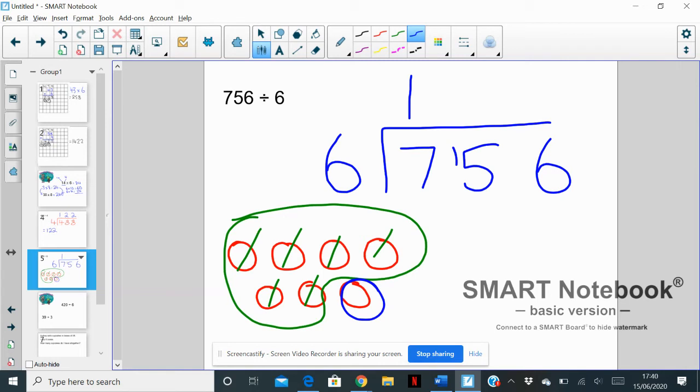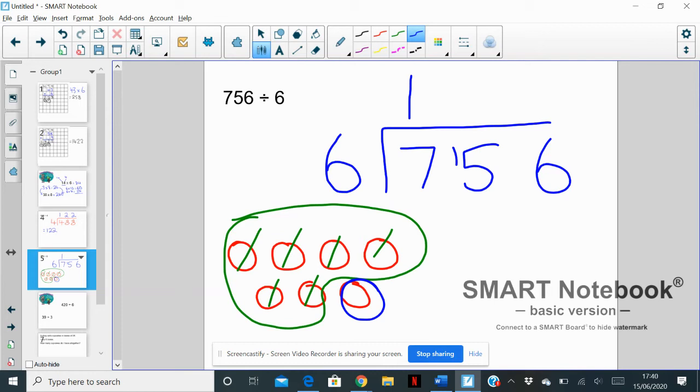So I now have 15. Now I need to do 15 divided by 6. So I need to think, how many groups of 6 can I make out of 15? So I can use my 6 times tables here, and I can count in my 6s to see how close I can get to 15. So let's count in 6s.